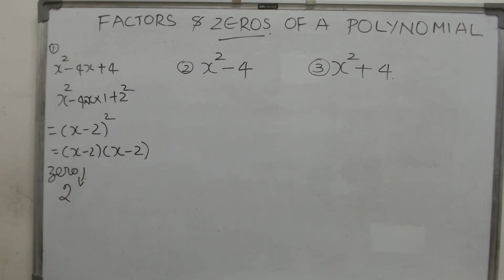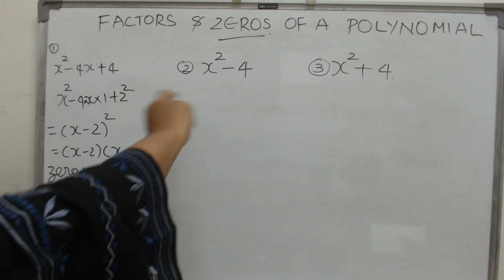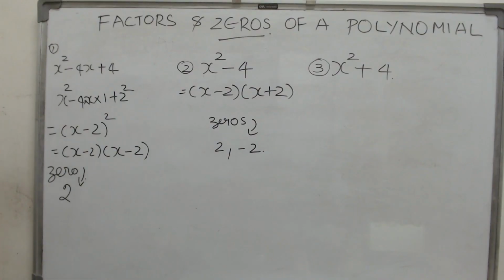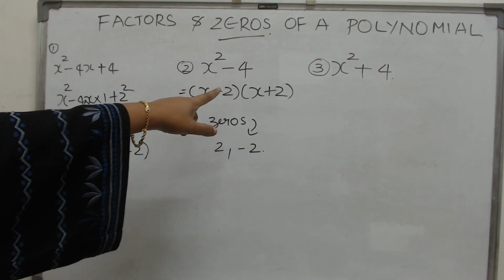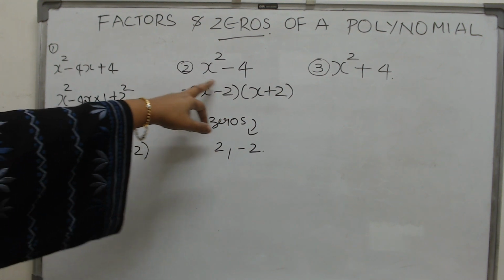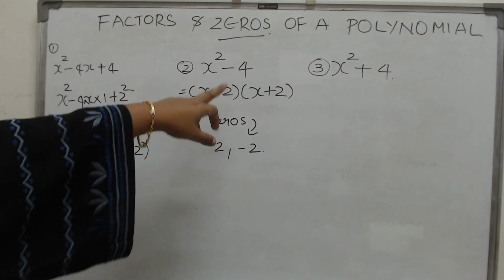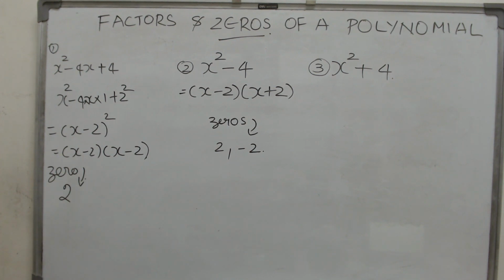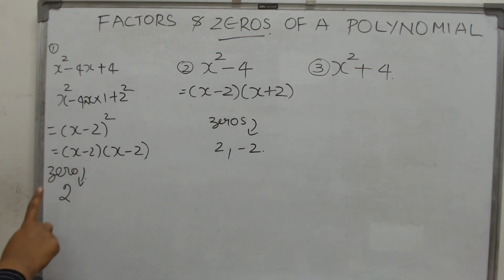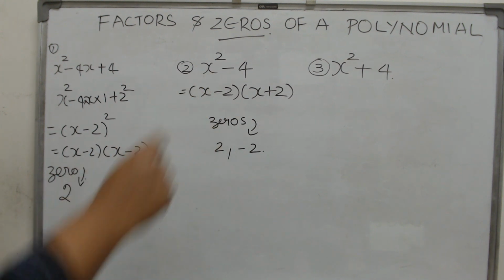Now go to the second one. What form do you see? You see only 2 terms, a square minus b square form. Then how do you break that? There are 2 terms, a square minus b square, which means what? a minus b, a plus b. From the first one you get the 0, 2, from the second one you get the 0, minus 2. How many zeros here? You have got 2 zeros here, 1 zero there, and now let's check out the last one.